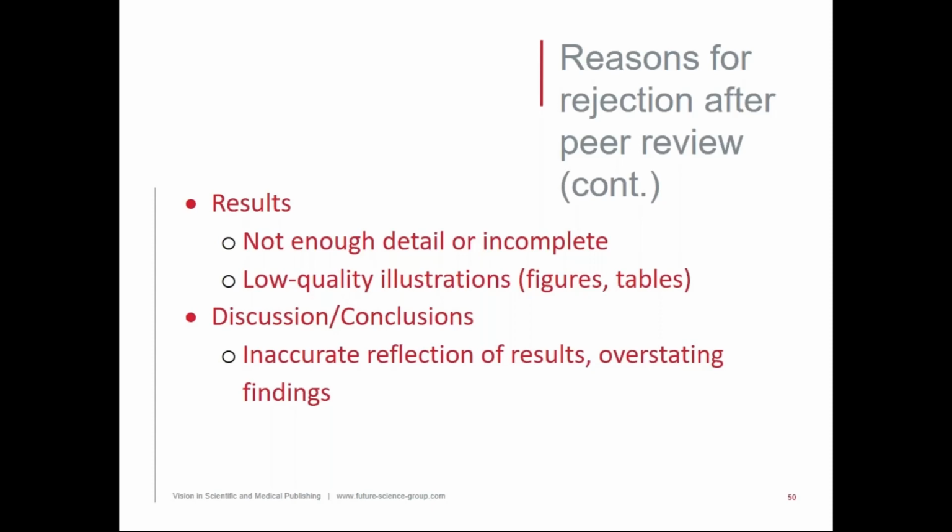Also, problems regarding the results section. So sometimes these can include not enough detail or can be incomplete. Sometimes there can be low quality illustrations, so figures and tables might not be very clear. And there can also obviously be problems in the discussion and conclusion section. So perhaps they are an inaccurate reflection of the results. They might overstate the findings somewhat. And that's another thing that peer reviewers can often flag with us.